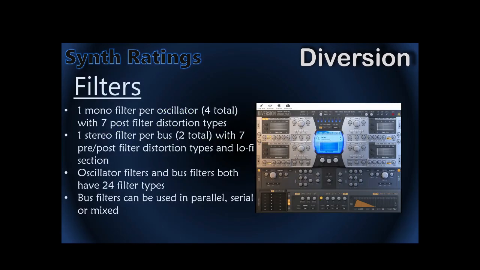Let's talk about the filter section. First of all, each oscillator has a mono filter built in, and each of those has its own post-filter distortion section with 7 different options. Additionally, remember that we have 2 buses that we can send the oscillators into, and both of those have their own filter section as well, which is the same filter, but it has a lot more options in the distortion and lo-fi mangling department. And you can also switch the distortion to be pre-filter or post-filter here.